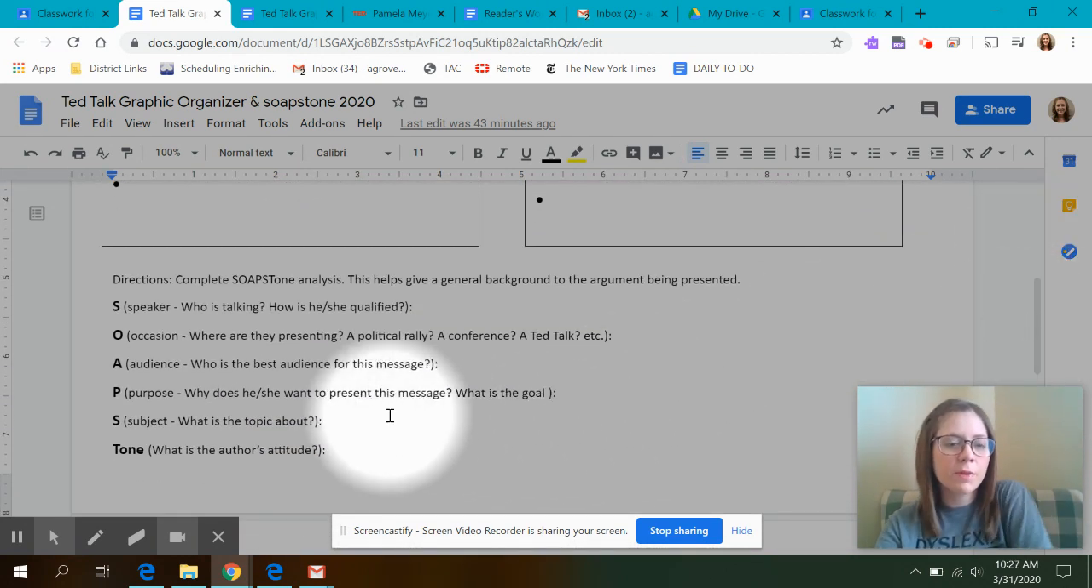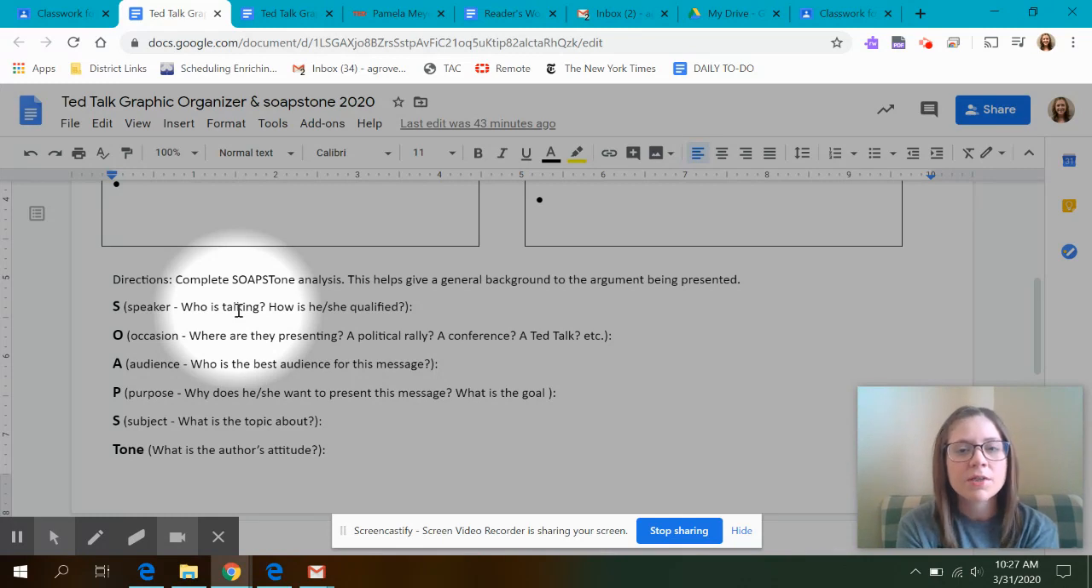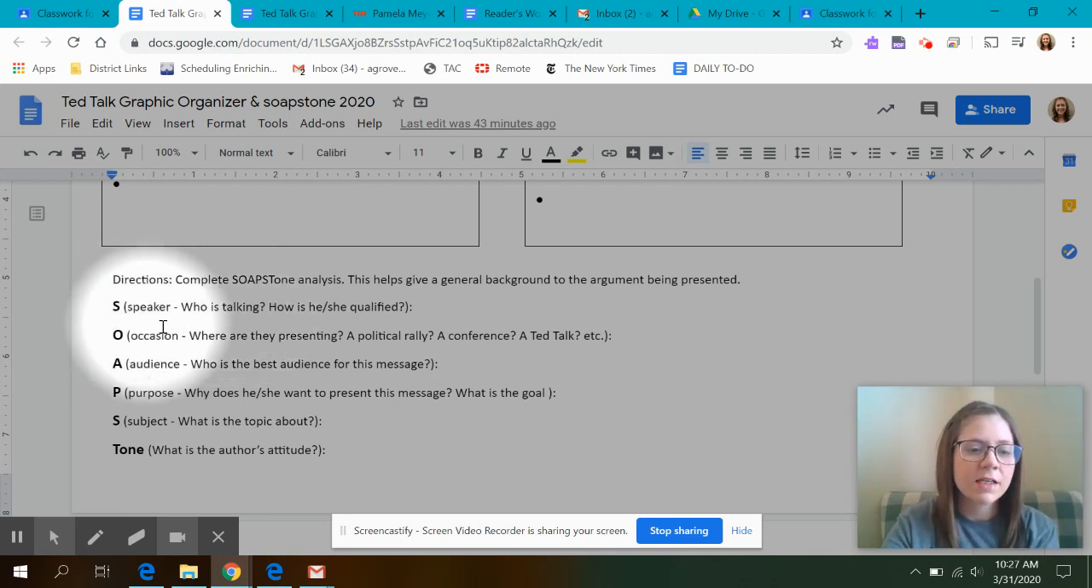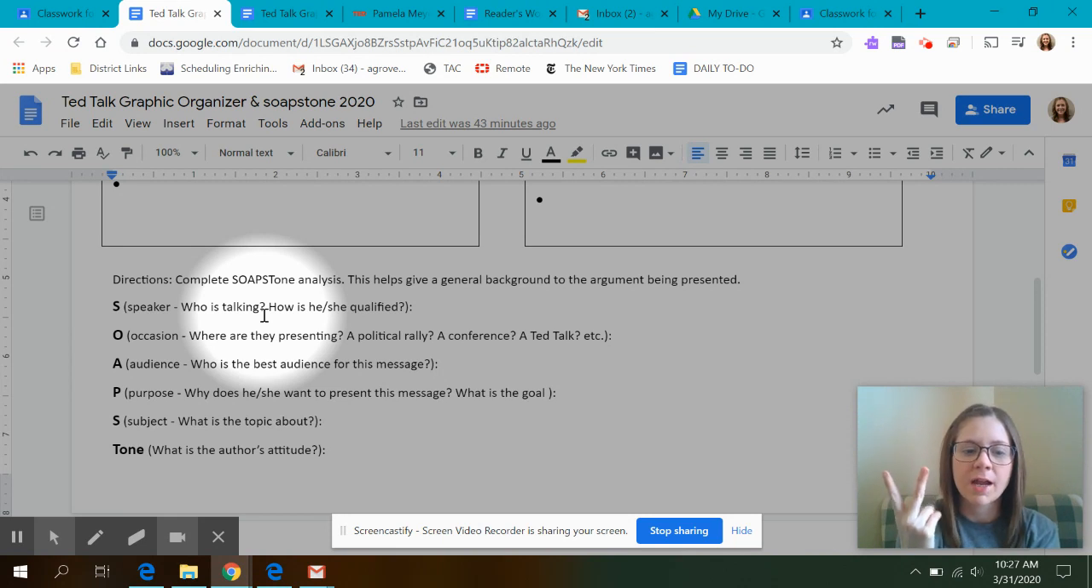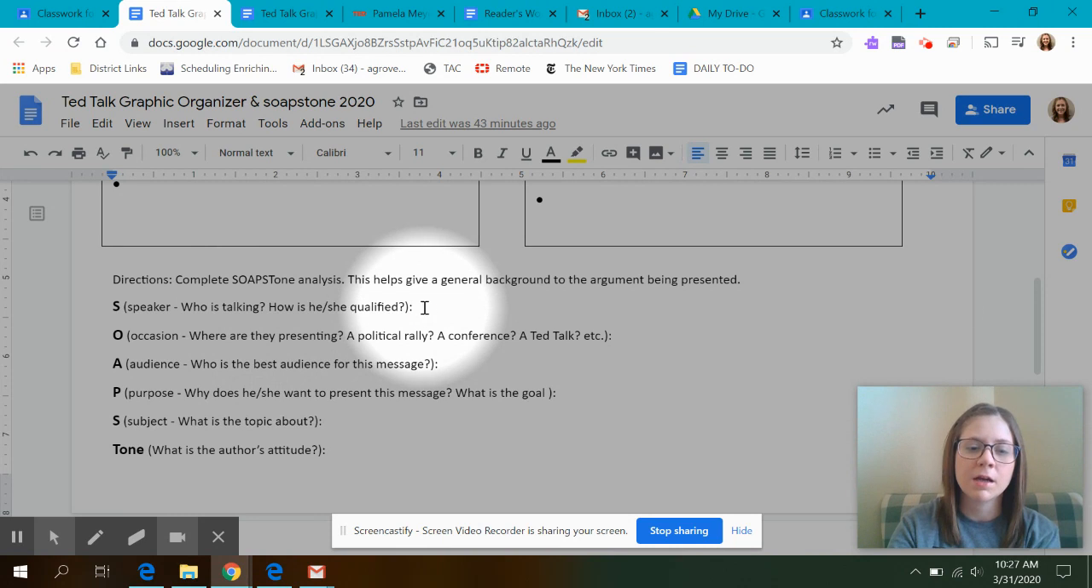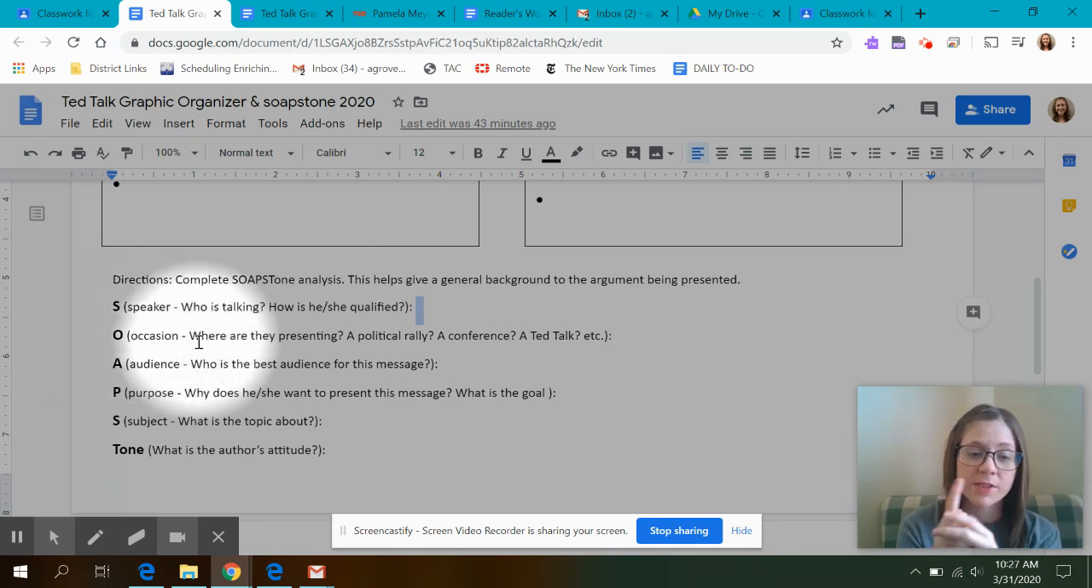And then below, you're going to complete a really quick soapstone. Soapstone is just an acronym to help you break down an argument. So S stands for speaker, who is talking, and how are he or she qualified. This asks 2 questions, so you need 2 answers right here. They can be very, very short sentences. Number 2 is O, occasion. Where are they presenting? A political rally, a conference, a TED Talk? Obviously, this one's a TED Talk.